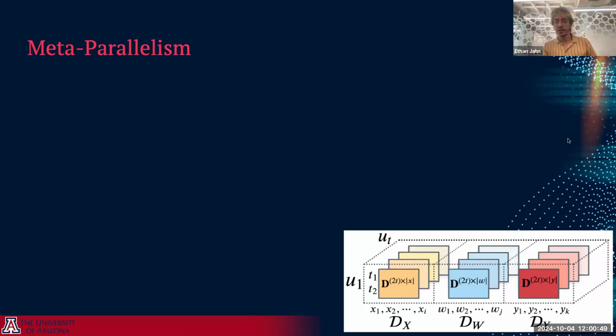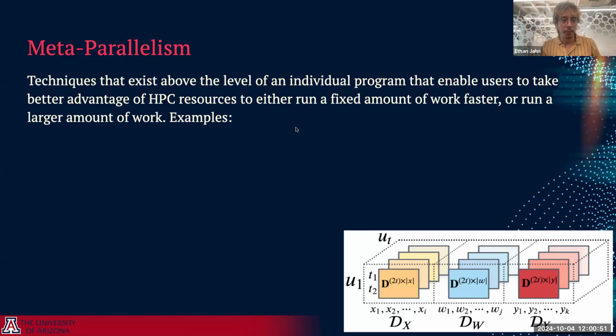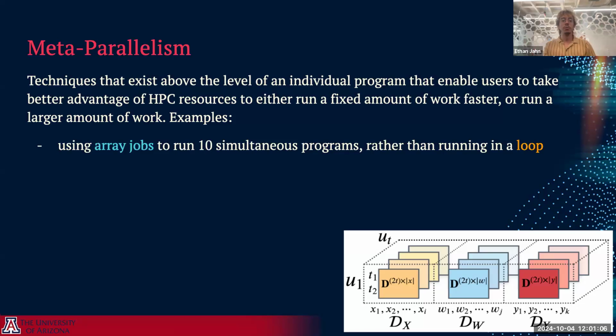Meta-parallelism, don't Google this. This is just a term that I made up. Techniques that exist above the level of an individual program that enable users to take better advantage of HPC resources to either run a fixed amount of work faster or to run a larger amount of work. So some examples could be using array jobs to run 10 simultaneous programs rather than running each of those programs one at a time in order.